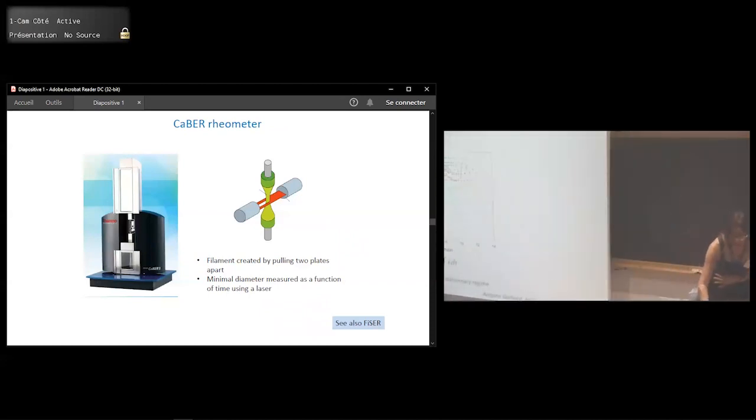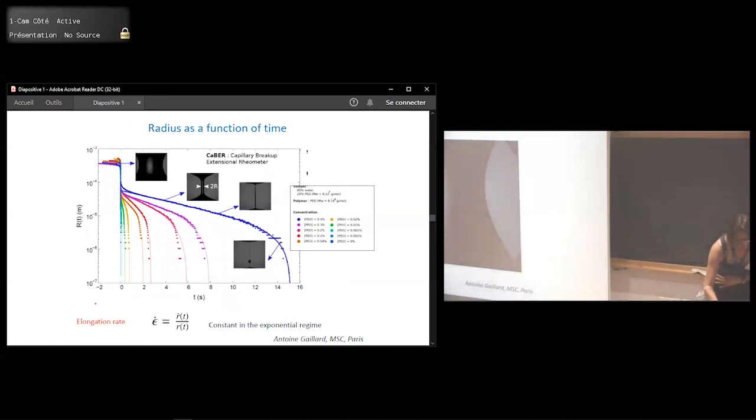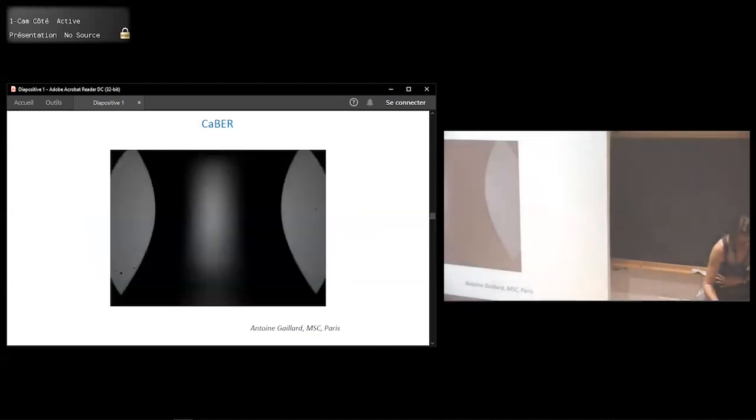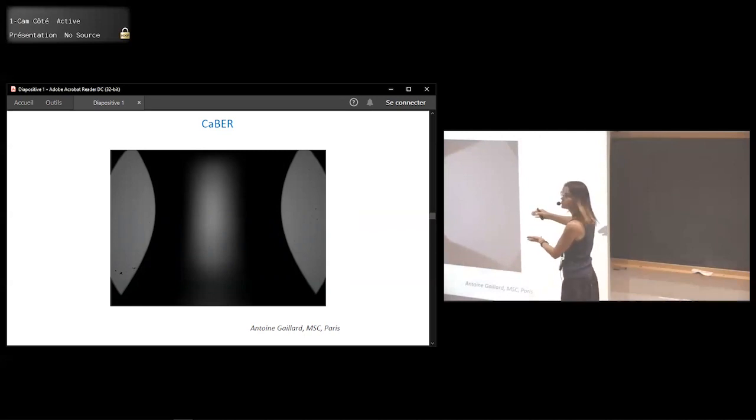But let me just show it again. So here, the two plates are pulled apart, and once the filament is formed, we start to do our measurement. Okay. Was there another question? Yeah, so the plates are really only there to produce the filament. It's very different from the filament stretching rheometer, where the stretching is actually given by the plates that move apart.